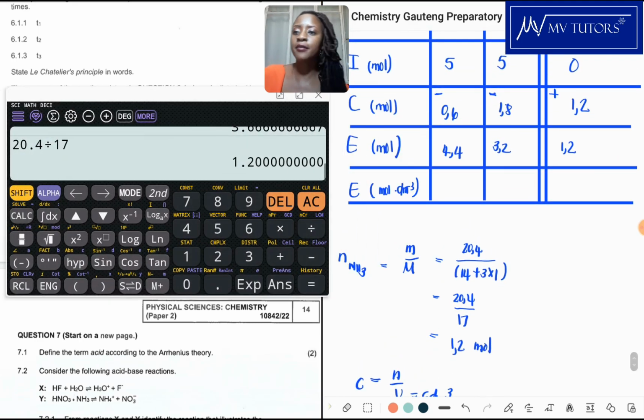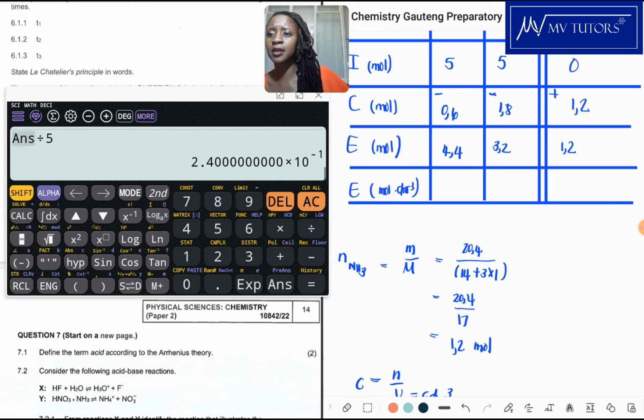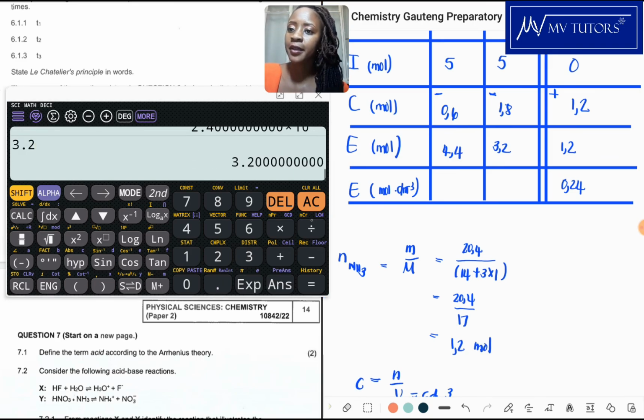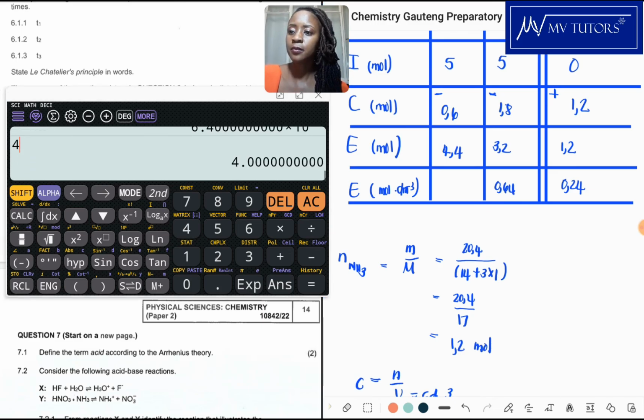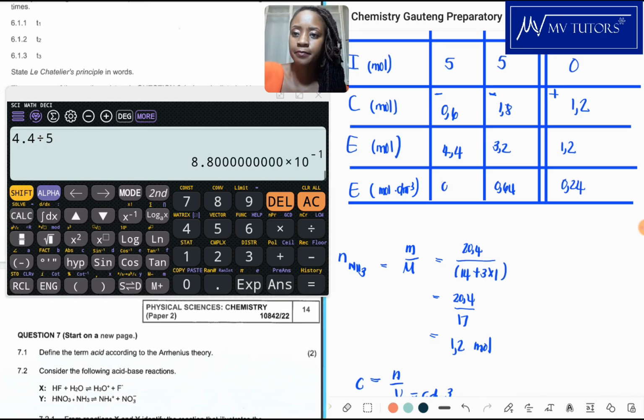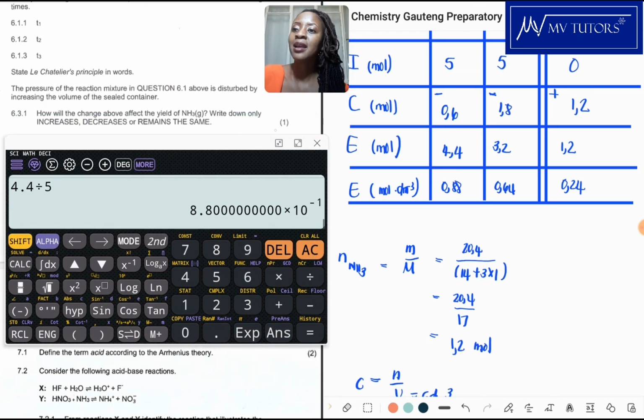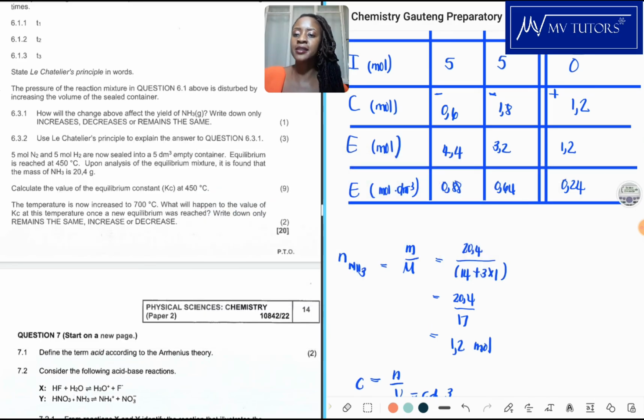So if we have 1,2 there and we divide it by 5, we're going to get 0,24. And then if we have 3,2 divided by 5, we're going to get 0,64. And if we have 4,4 divided by 5, that's 0,88. Okay, so those are the concentrations at equilibrium. Now we can then calculate the Kc value.